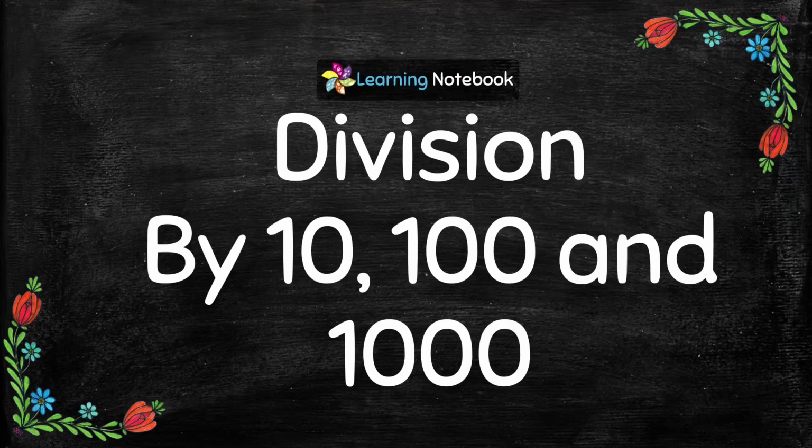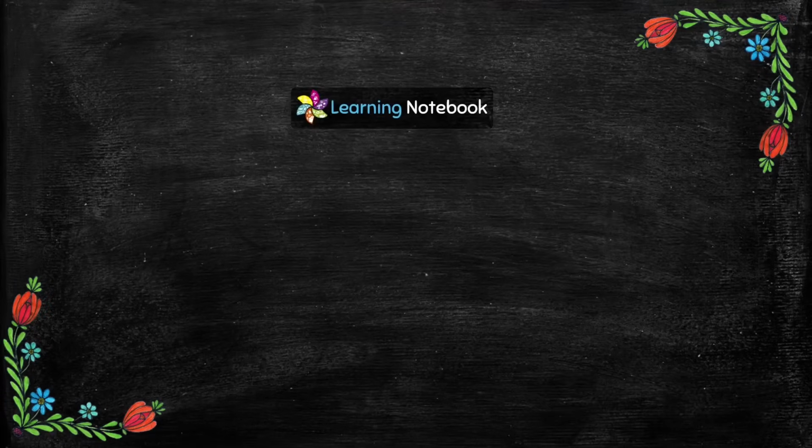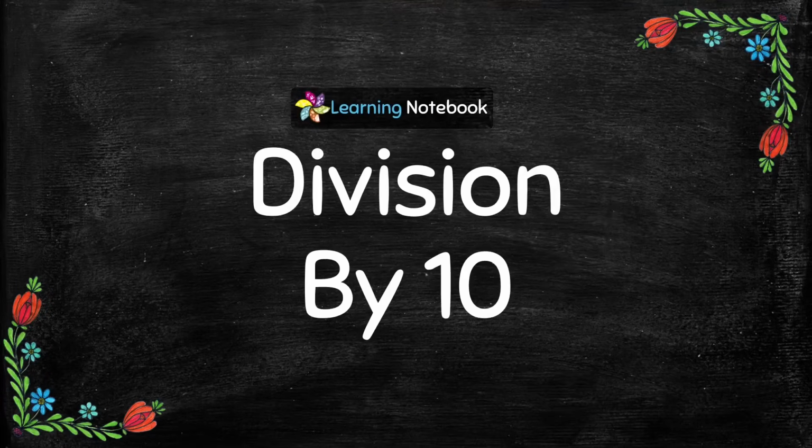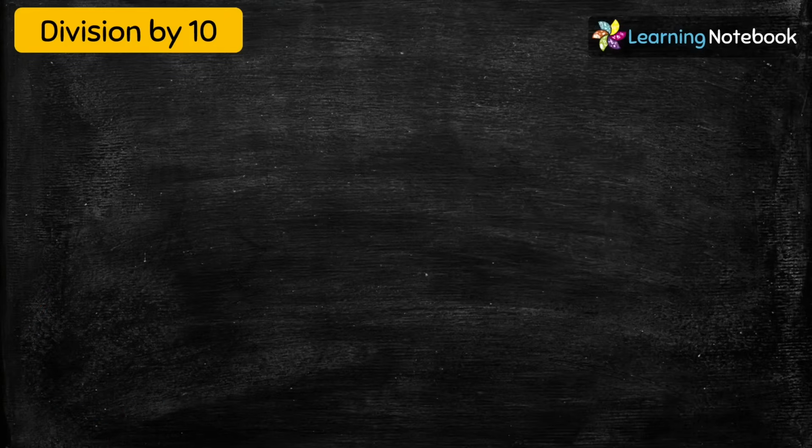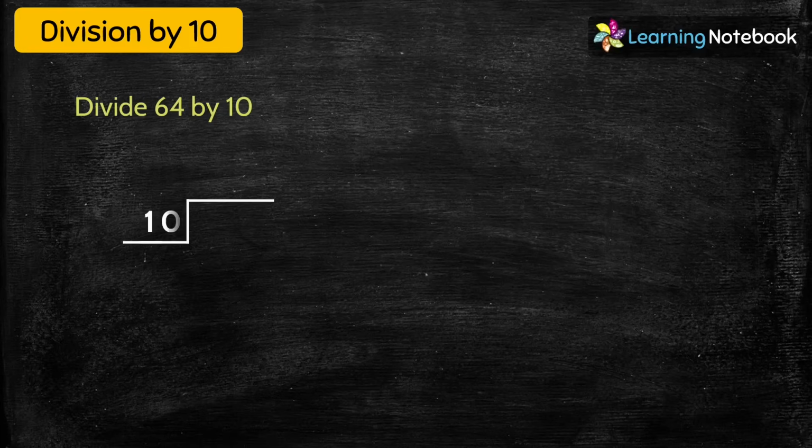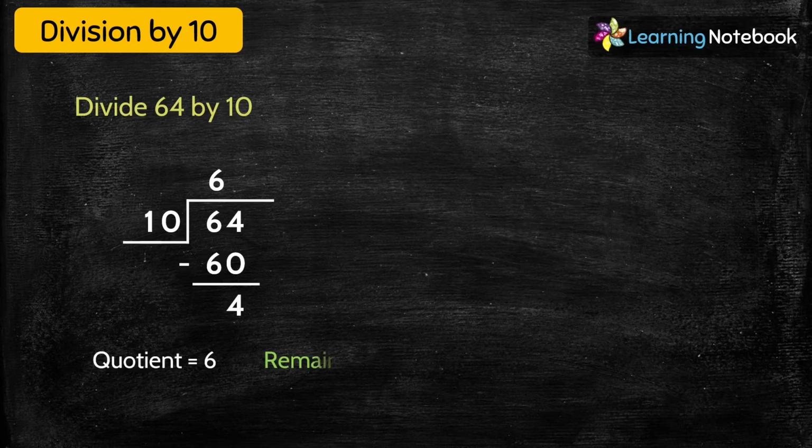Now we will do division by 10, 100 and 1000. First we will do division by 10. Question is, divide 64 by 10. Let's first divide using long division method. We know 10 into 6 equals 60 and 64 minus 60 equals 4. So quotient equals 6 and remainder equals 4.